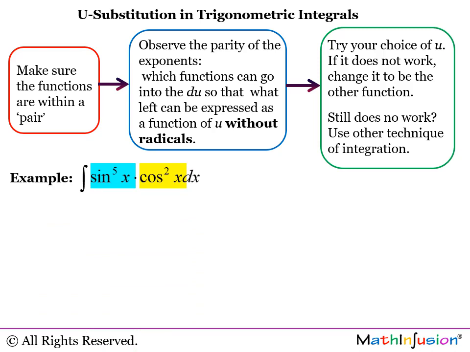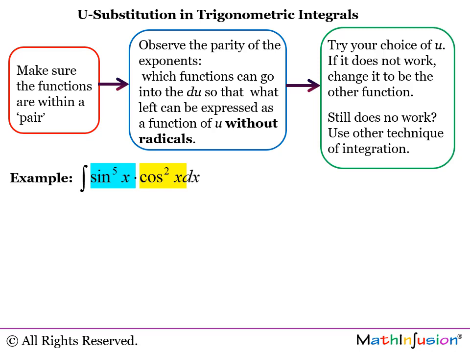Let's start with an example of the pair sine and cosine. We have to integrate sine x to the power of 5, this is an odd exponent, times cosine x to the power of 2, which is even exponent, dx. The truth is that most trigonometric integrals are just a sophisticated u substitution.